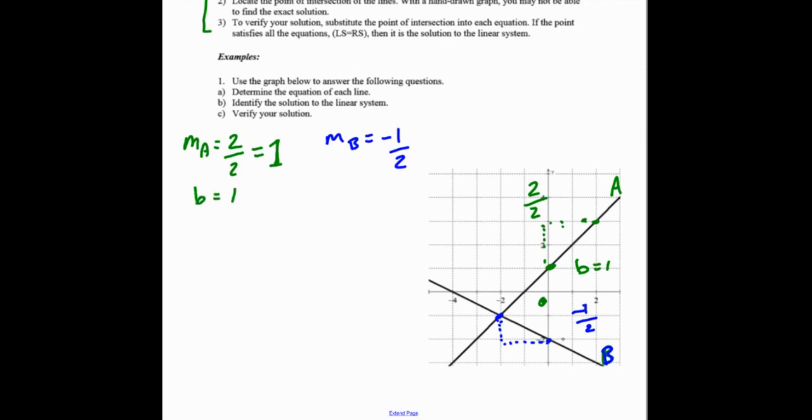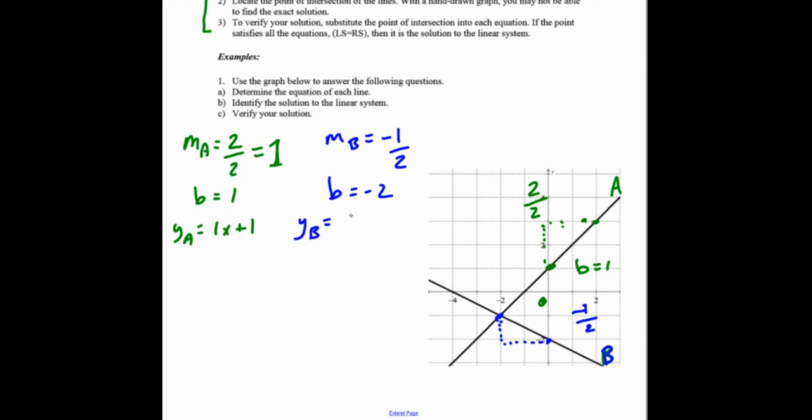And for this one, it looks like this is negative 2. I've written over top of it, but you can see that that's negative 2. So therefore, we have an equation y of A. Sometimes I use a subscript letter to remind me which line I'm talking about. So y = 1x + 1. We've kept the numbers pretty simple here to make this an easier example.